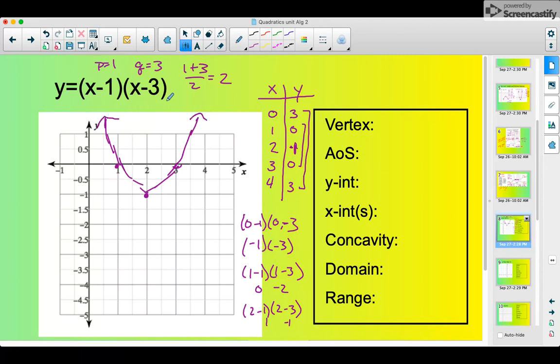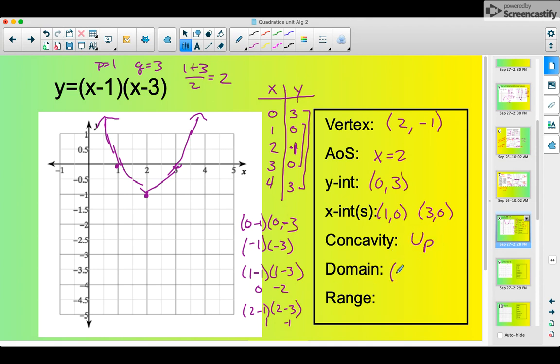Should look like that. Okay, so my vertex, like we said, was at 2, negative 1. Axis of symmetry will always be the same as the x value of your vertex, so 2. Y-intercept is wherever x is 0, so in this case it is at 0, 3. X-intercepts, conveniently we found those in our table. It was at 1, 0, and 3, 0, because that's wherever the y value is 0. Concavity, this graph is concave up, it curves upwards.